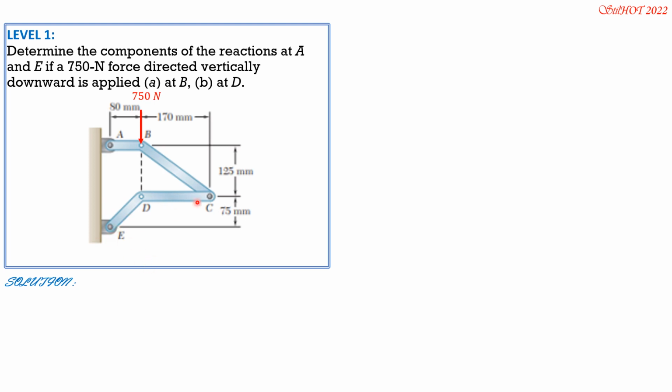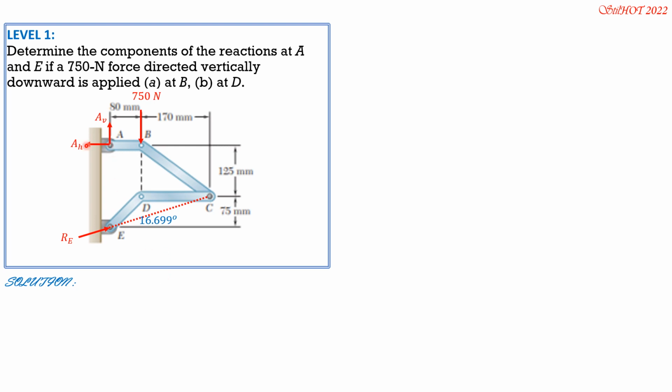So remember the principle of two-force body: the forces at the pins will be directed toward each other, collinear, and equal also. So this is the FBD at A. We expect two reaction components also at E, but we simply replace the reaction at D by a single force which passes through C because it is a two-force body as shown. Then the angle here that RE makes with the horizontal is arctan of 75 over 250, 170 plus 80. So the angle is 16.699 degrees.